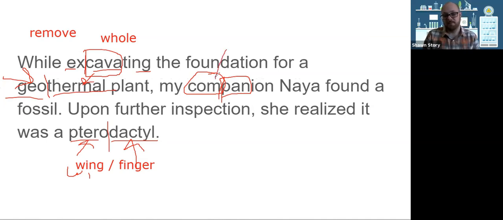Foundation can also be broken up. We have found, which is ground, and nation is forming. So it's ground forming. So you're digging a hole in a ground forming earth heating plant. My friend found a fossil. Inspection. We know spec, like spectacles. So spec means to look at, or eyesight. So to inspect means to look at something. Upon looking at something, she realized it was this winged, fingered reptile.